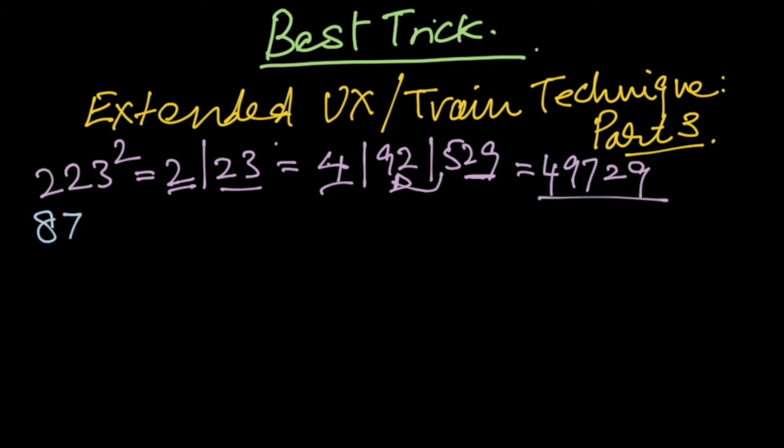Let us do 878 square. So, here we split 8 and 78.